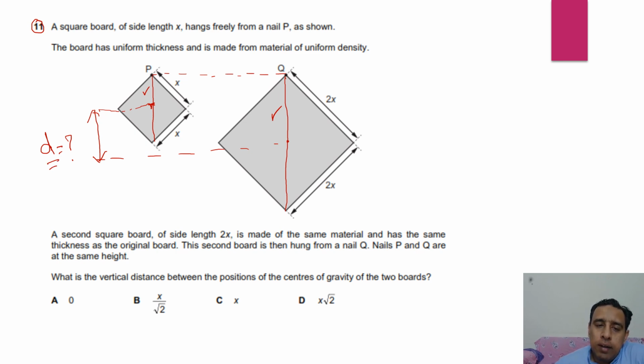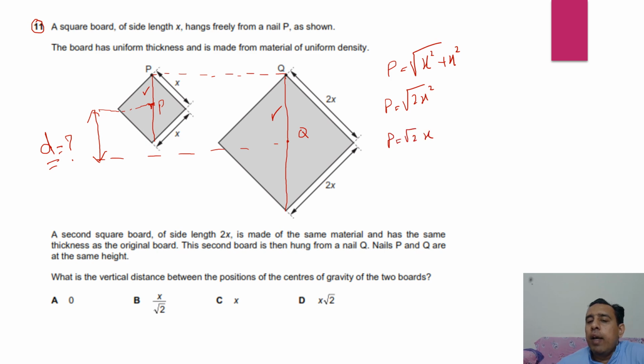So here for this board P, these two lengths are perpendicular to each other, so straight away we can apply the Pythagoras theorem to get this distance. This whole distance is, say, P. This whole distance is, say, Q. So to get P, this is x squared plus x squared whole under root. So this is 2x squared whole under root, and you may write it as under root 2 of x.